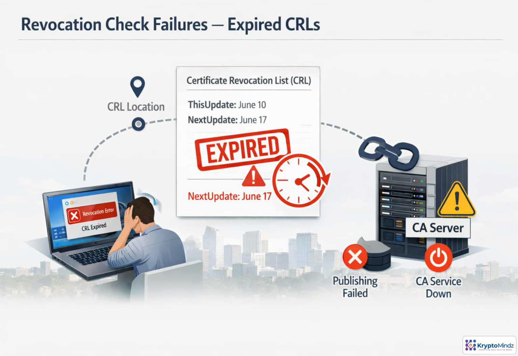It's not enough for clients to reach a CRL. That CRL also has to be fresh. Each CRL includes a ThisUpdate and a NextUpdate time. During that window, clients treat the list as valid. Once the current time moves past NextUpdate, Windows treats the revocation status as unknown and may fail validation. That usually points to a CA that stopped publishing, or a broken publishing job, which is why monitoring CRL freshness is so important.